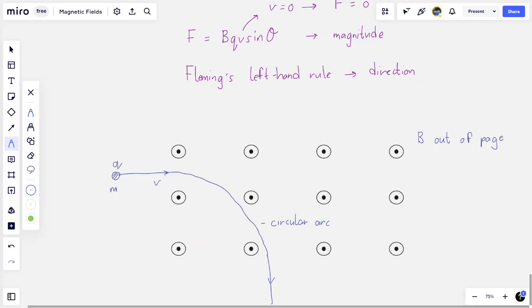But if it were to go in and then leave, it enters by moving in a straight line. There's no other forces acting on it. The magnetic force acts at right angles throughout its time inside the field, and then when it leaves the field again, it continues to move in a straight line.